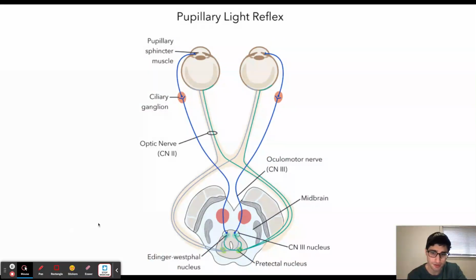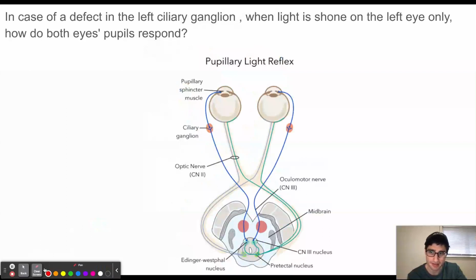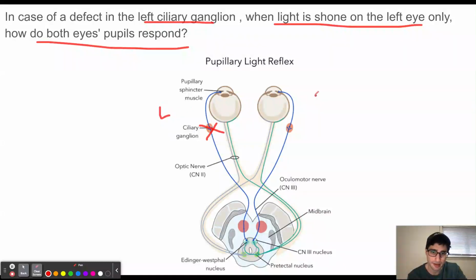So let's do a question to kind of recap what we have discussed. In a case of a defect in the left ciliary ganglion, when light is shone on the left eye only, how do both eyes' pupils respond? Okay, so we said that the left ciliary ganglion is going to have a defect. So this is the left and this is the right. And we're shining a light on the left eye.